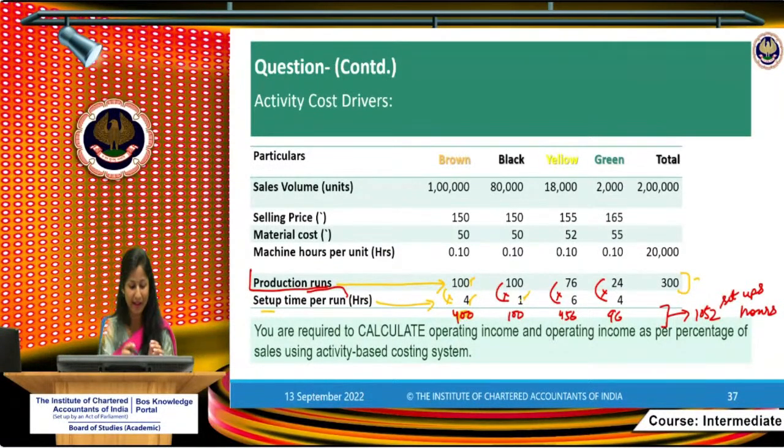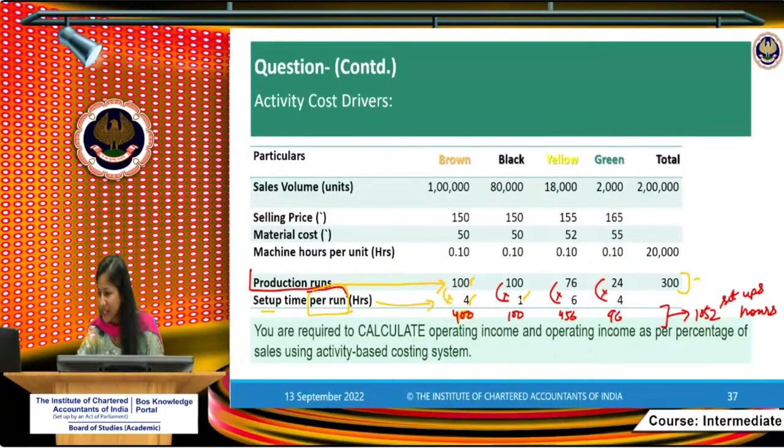This per run terminology is very important. While calculating the changeover time, we need to multiply the production runs by the setup time per run. I hope this is clear now. Revati, please give a thumbs up if it is clear now.